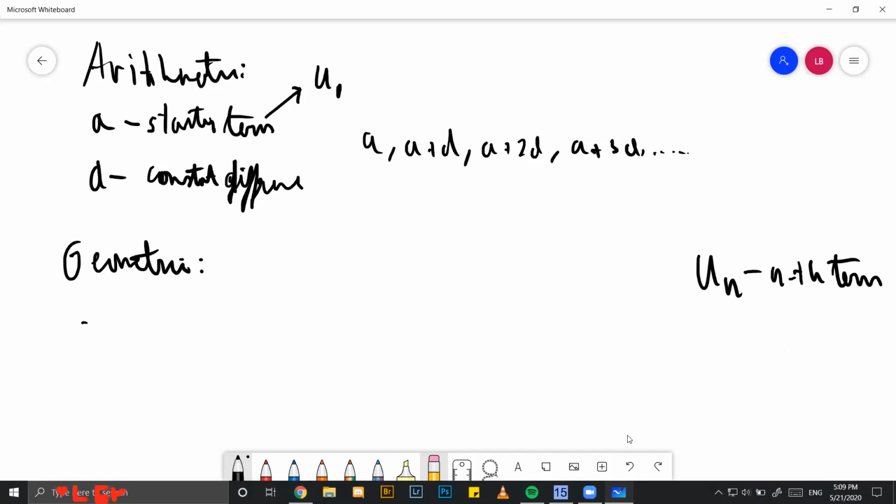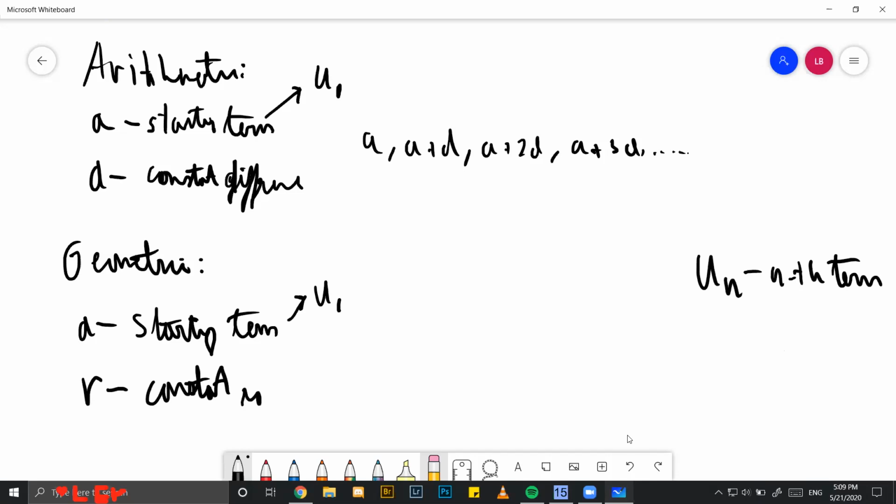Now for the geometric sequence, you have an A, which is again your starting term, U1. And then you have R, a constant ratio this time. The fact that it's called a ratio indicates that it's no longer a sum being added, but rather a multiplication, a ratio between terms, not a difference between terms. So if you have the first and the second term, you're not looking at the difference between them, you're looking at the ratio between them. What is the change that is occurring between them?